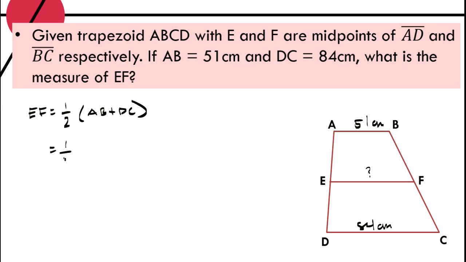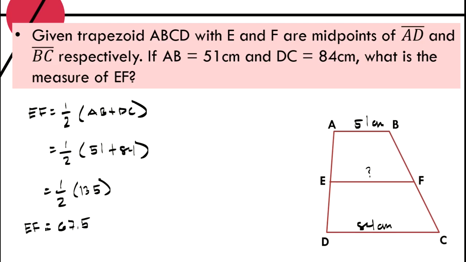Substitute the values. 1/2, AB is 51, DC is 84. Okay, we have 1/2 times 51 plus 84, which is 135. 1 plus 4 is 5, 5 plus 8 is 13. And 1/2 of 135 is 67.5. So the measure of our midline EF is 67.5 centimeters.